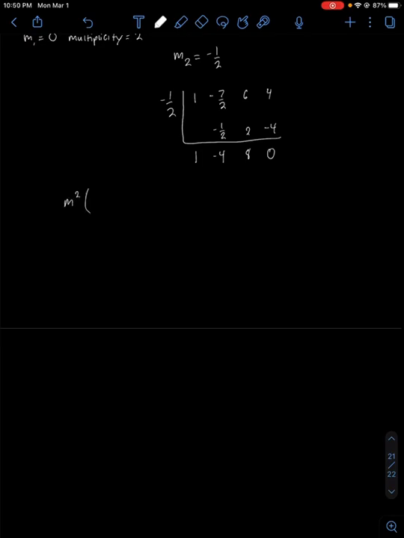m squared, m plus 1/2, m squared minus 4m plus 8 equals 0. Can that be factored? Product is 8, sum is negative 4.